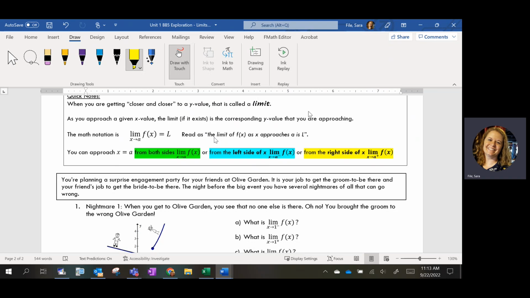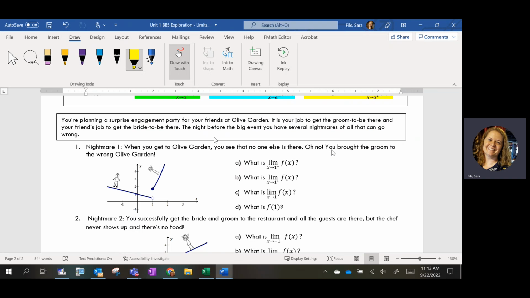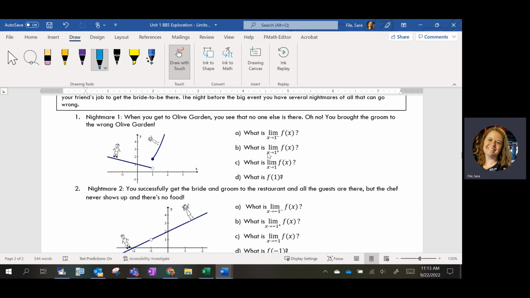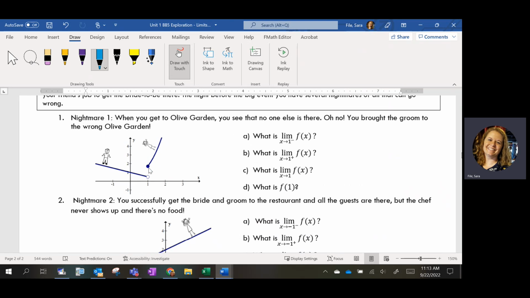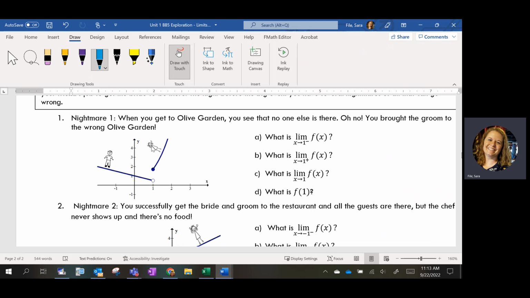Okay, so here's a little scenario about getting a bride and groom to an engagement party, and some nightmares somebody's having leading up to it of things that could go wrong. So we're going to look at some different scenarios. Nightmare number 1, you can see the little guy drawn here. That's the groom, and this little lady is the bride. The groom is trying to get to Olive Garden, and he gets there, and nobody's there. Oh no, he went to the wrong location.